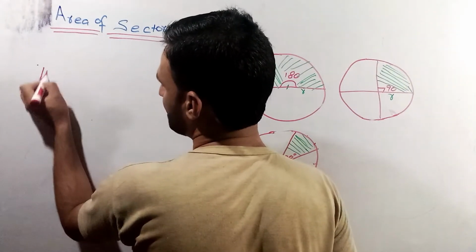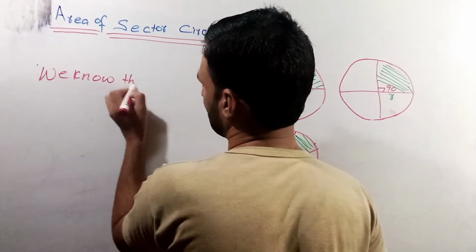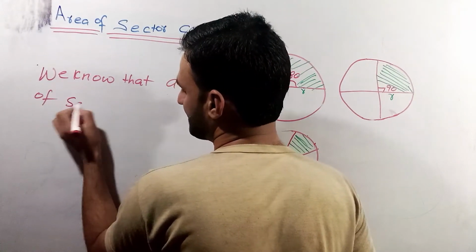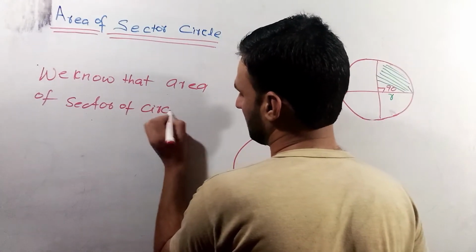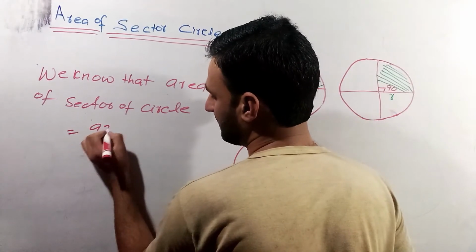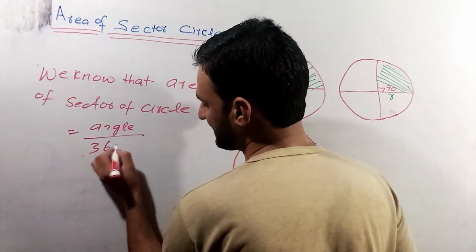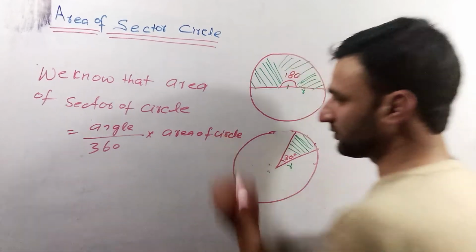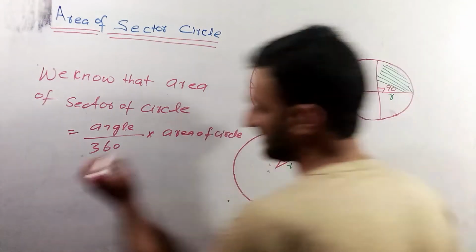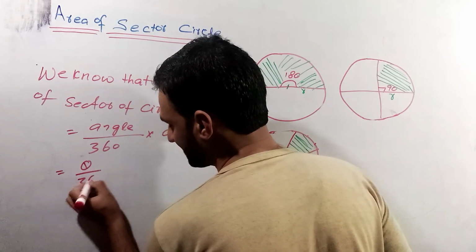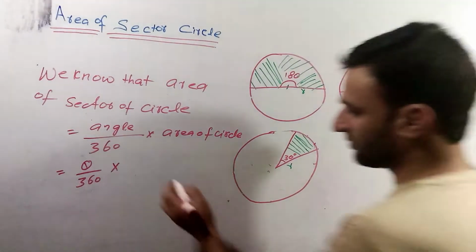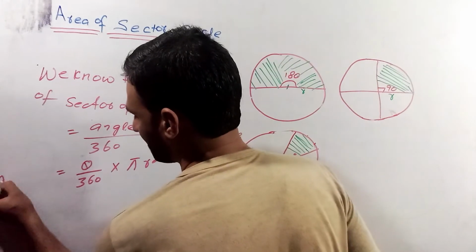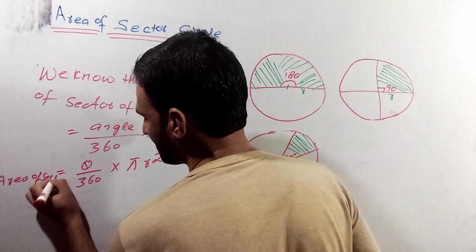Generally, we know that the area of a sector of a circle is angle divided by 360 multiplied by the area of the circle, right? If you notice that angle, let's suppose here angle theta, we can denote the angle theta. Here is 360 degree multiplied by the area of the circle. You know that already, pi r square, right? So the area of the sector is this.